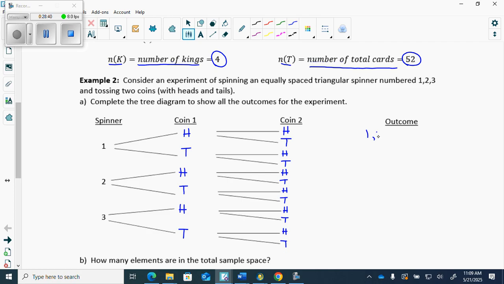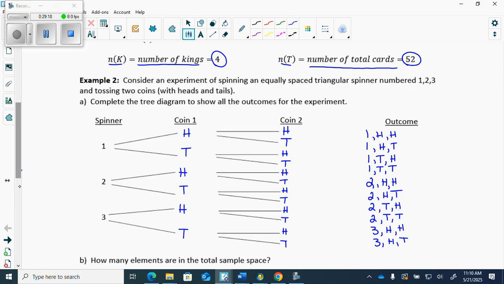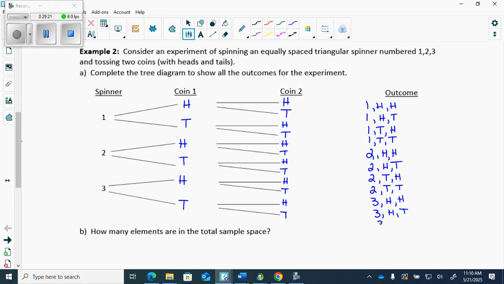So we could get a 1, heads and then a heads, or a 1, heads and then a tails, or a 1, tails and a heads, or a 1, tails and a tails, or a 2, heads and a heads, or a 2, heads and a tails, or a 2, tails and a heads, or a 2, tails and a tails, 3 heads and a heads, 3 heads and a tails, 3 tails and a heads, 3 tails and a tails.